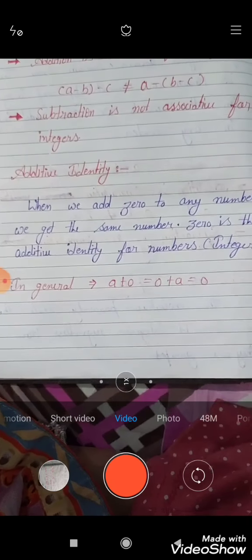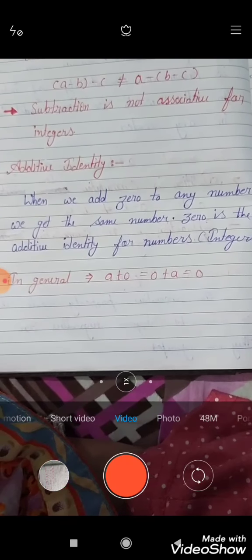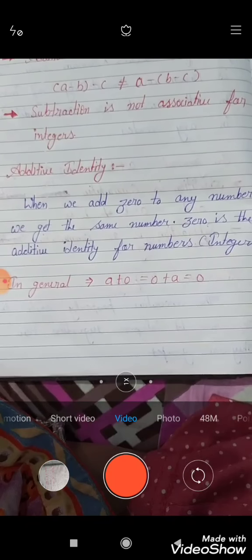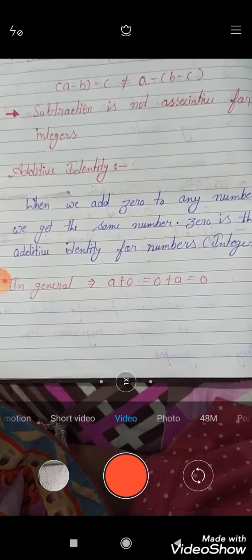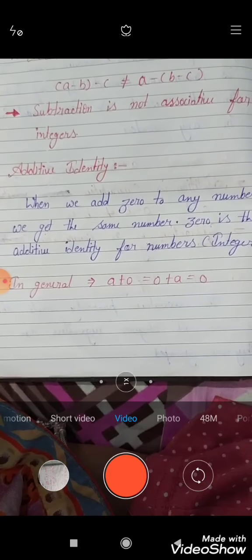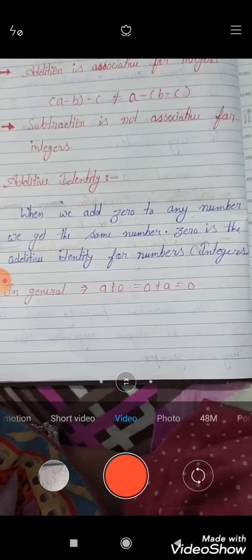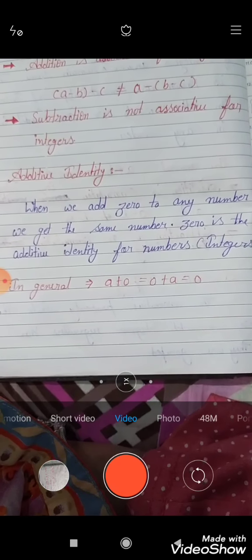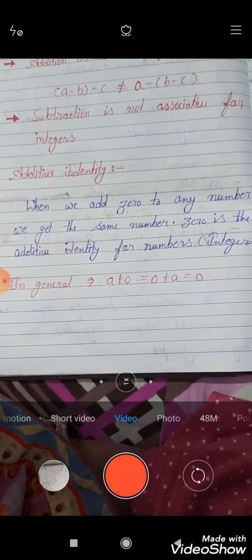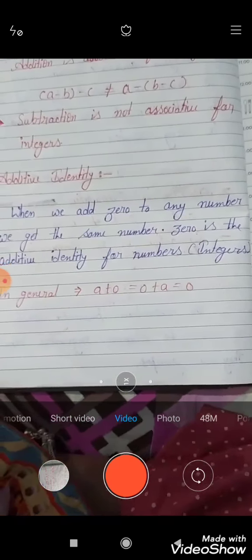Next property is additive identity. When we add 0 to any number, we get the same number. If we add 0 to 1, the answer is 1. Similarly, if we add 0 to minus 2, the answer is minus 2. It means when we add 0 to any number, we get the same number. Hence, 0 is the additive identity for integers. In general, a plus 0 is equal to 0 plus a, which is equal to a.